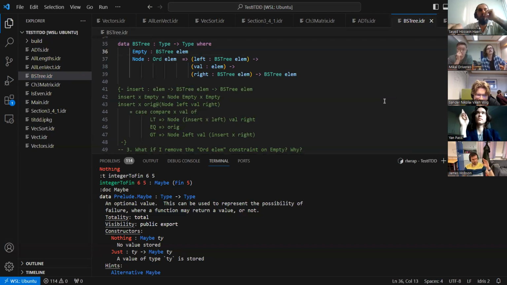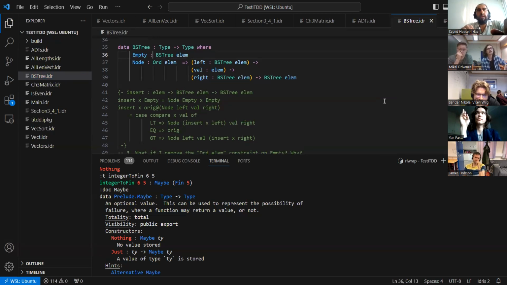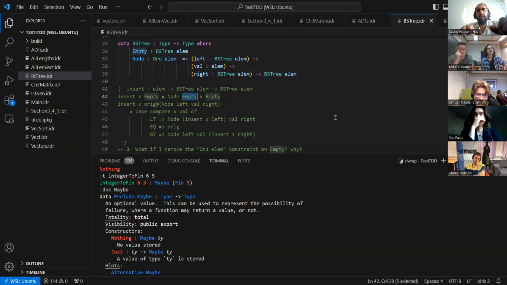I think I now understood what you mean. Are you speaking about the thing here, for example? No, I was talking about line 36. Oh, right. So you're saying that there is no empty of something? On line 36, the empty doesn't take in an element, like an elem. Well, so does node do that? Yes, it does.